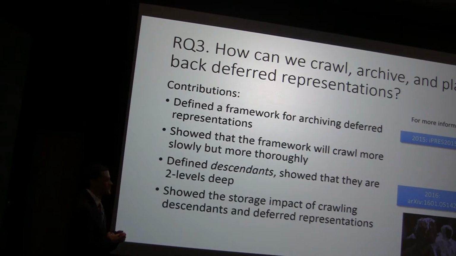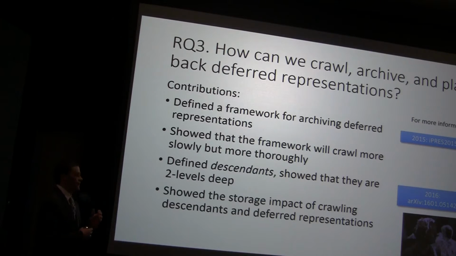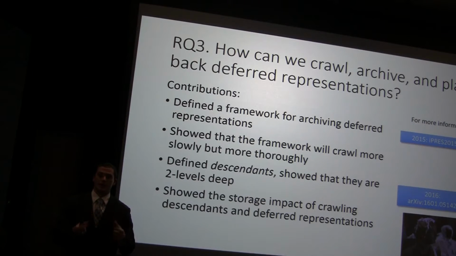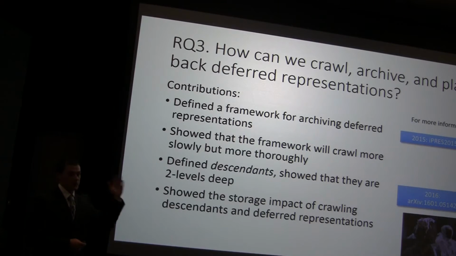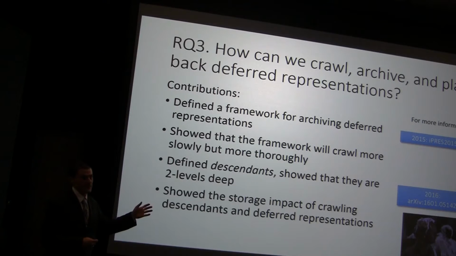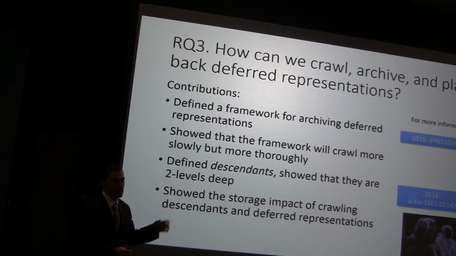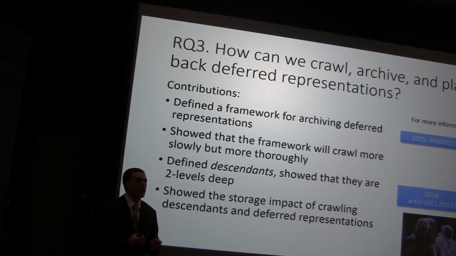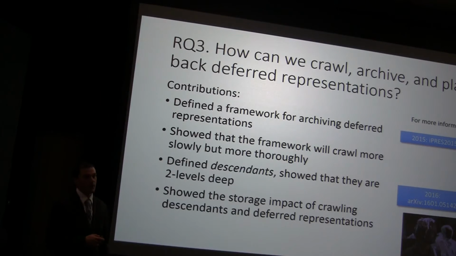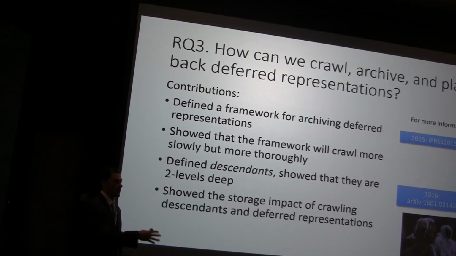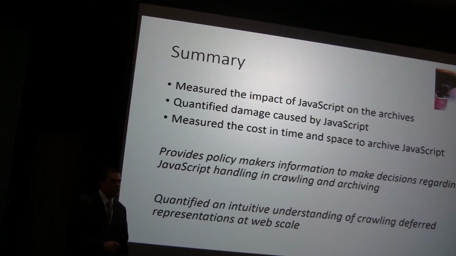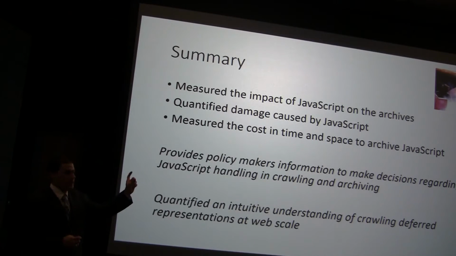And finally, we wanted to understand how we can archive and replay these deferred representations. And en route to doing that, we defined descendants and showed that the interaction trees are only 2 levels deep, and also proposed a 2-tiered crawling framework to archive deferred representations and their descendants. Now, we also showed that while this 2-tiered crawling framework is going to be more thorough and more complete, it's going to run a lot more slowly. And finally, we showed that the archives are going to require significantly more storage in order to store these descendants and their deferred representations. So in summary, what we've really done is we've measured the impact that JavaScript has on the archives.